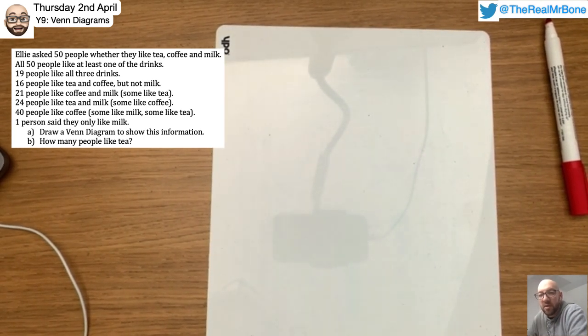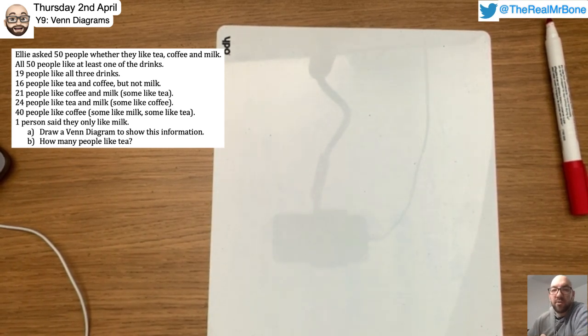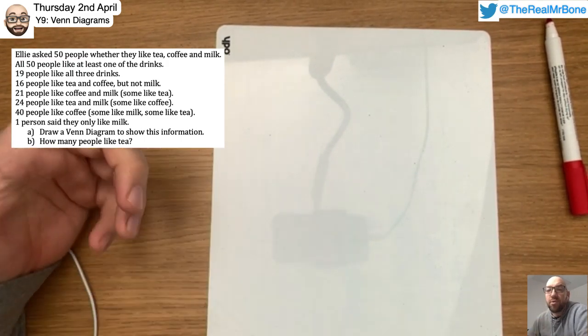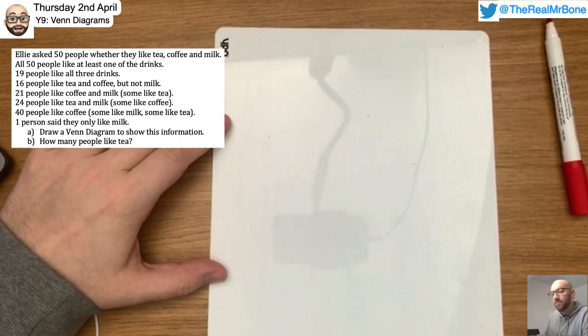19 people like all 3. 16 people like tea and coffee but not milk. 21 people like coffee and milk, but some of them like tea. 24 people like tea and milk, some of them like coffee. 40 people like coffee, but some of those might like the milk and some of them might like tea. 1 person says they only like milk. So it's a very similar question, but they've thrown a few extra words in there just to try and either put us off or try and confuse us somehow.